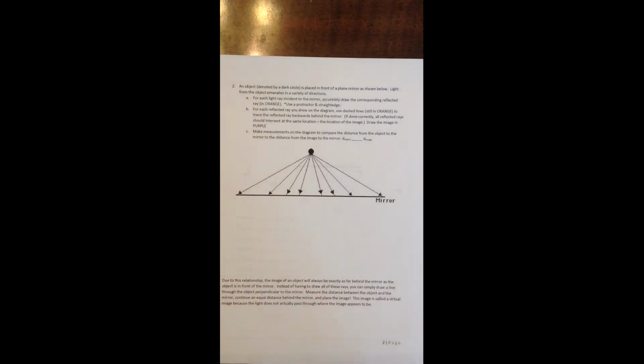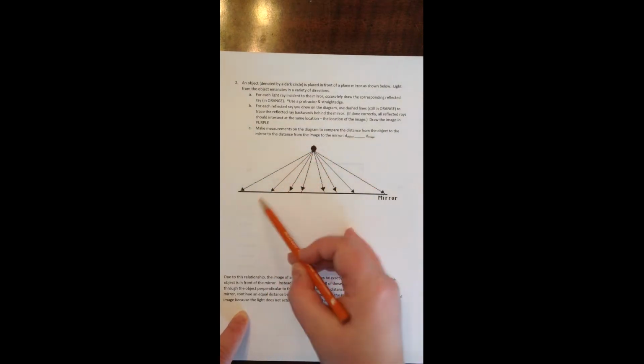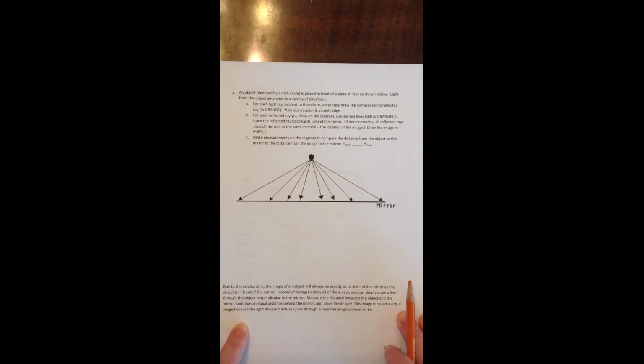All right, here we're going to figure out how we can draw or determine where the image of an object is in the mirror. And to do this, we are going to use the reflected ray and the law of reflection, that every incident ray reflects out at an equal angle. So we're going to need a protractor, and I'm going to use the edge of the protractor as my straight edge. I have all of these incident rays, and it asks me to draw the reflected ray for each.